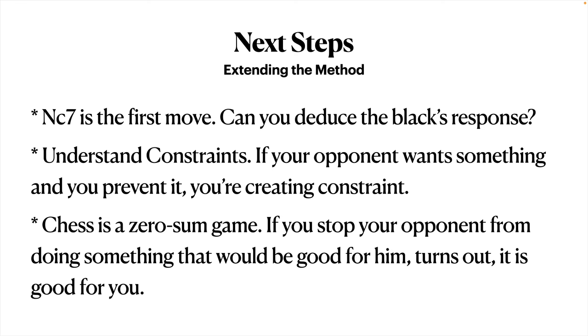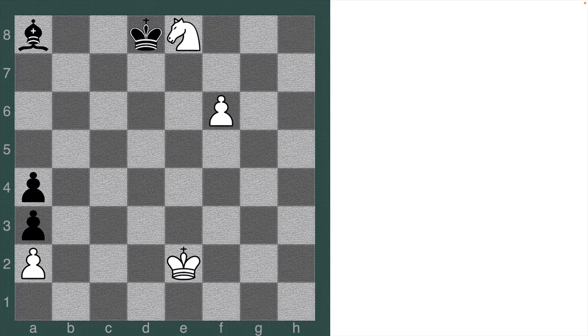And finally, from this study, I want you to remember one thing. Chess is a zero-sum game. Which means if you stop your opponent from doing something that will be good for him, turns out it's good for you. That's the nature of the beast here. Okay, your next step is take the same position. You know knight c7 is the first move. Try and calculate your next step.